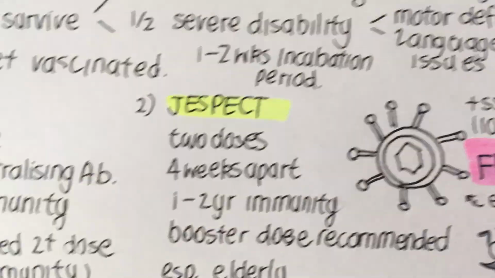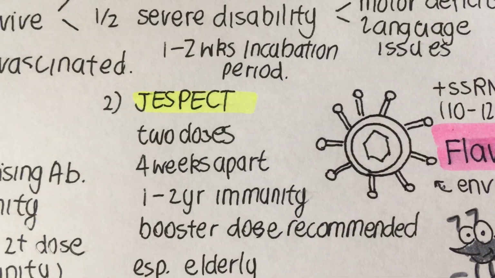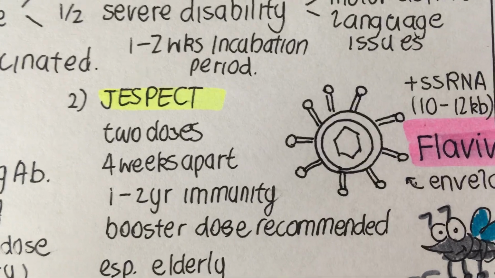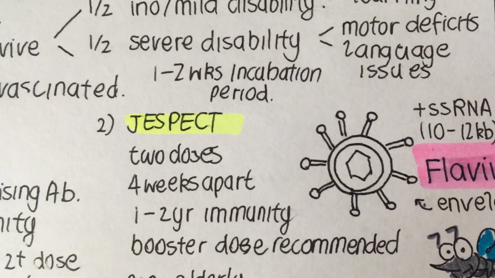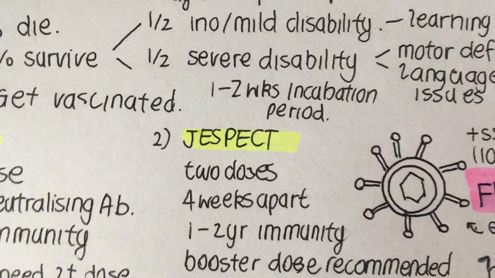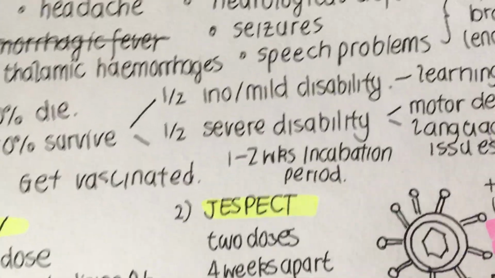The other vaccine is the Jespec vaccine, which is taken in 2 doses, 2 weeks apart. They induce 1 to 2 years of immunity, and a booster dose is recommended after those years if you're traveling, and especially if you're elderly, because these people may have a waning immune response.